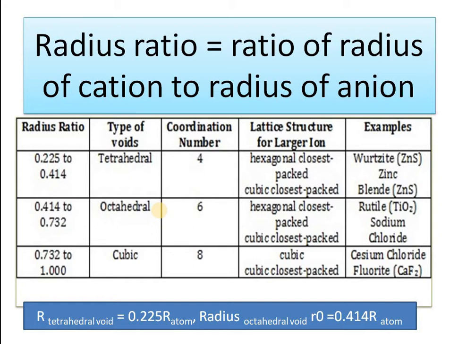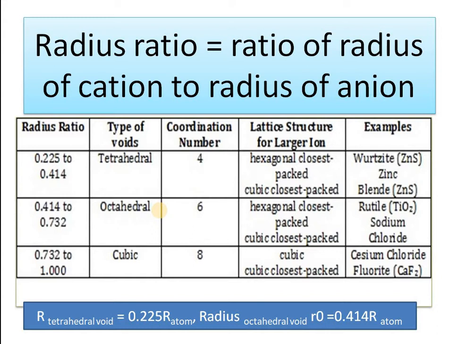And some examples we should also remember: cesium chloride, which has coordination number 8 and a radius ratio corresponding to 0.732. Okay, and the spelling of cesium we should always remember: caesium. Here it is written CsI, but it is caesium.